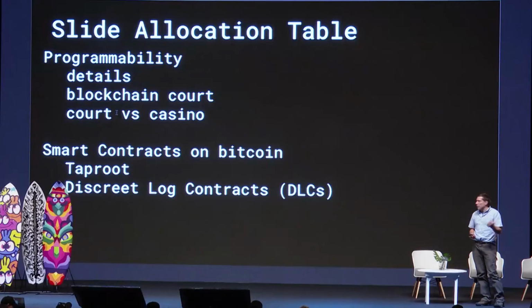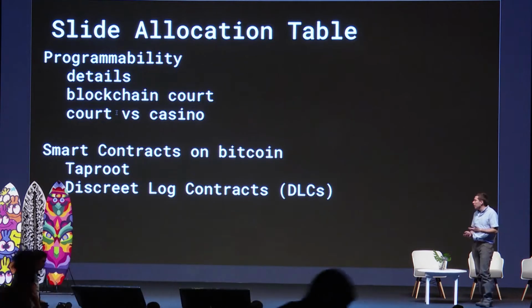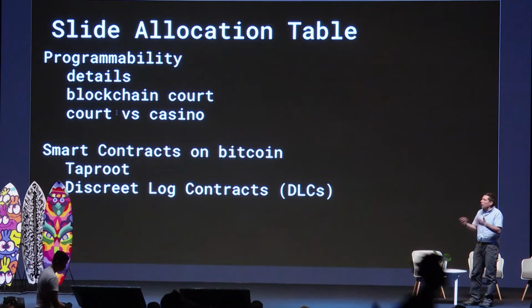I'll talk about programmability, some details, a sort of analogy of a blockchain being a court, the court versus casino. And then I'll talk about two sort of smart contract ideas on Bitcoin, taproot and discrete log contracts. And these are sort of new, but I want to give the general idea.